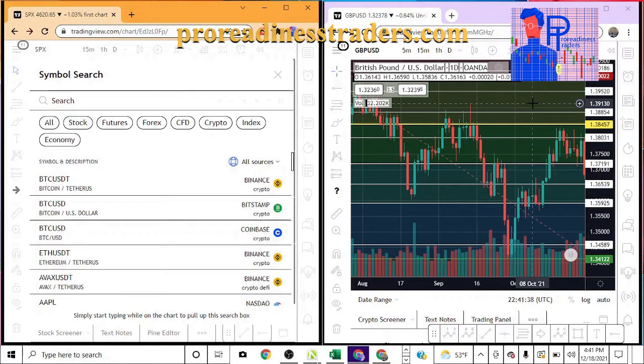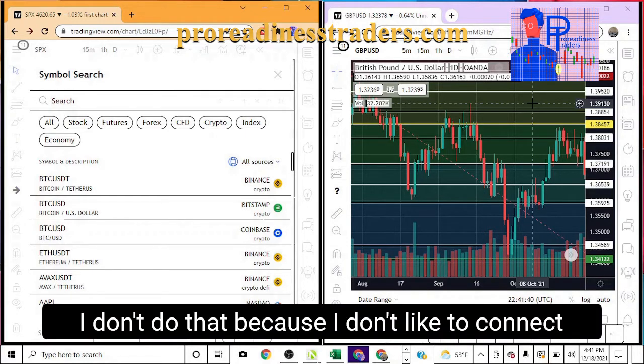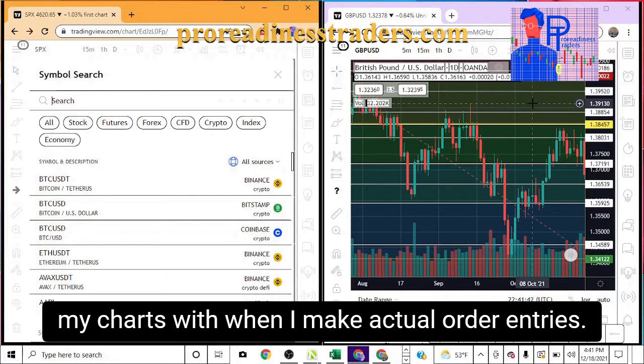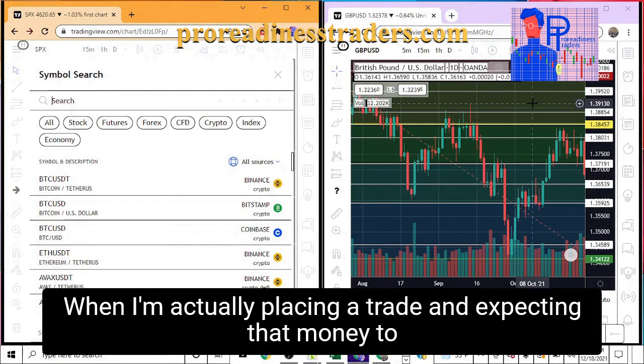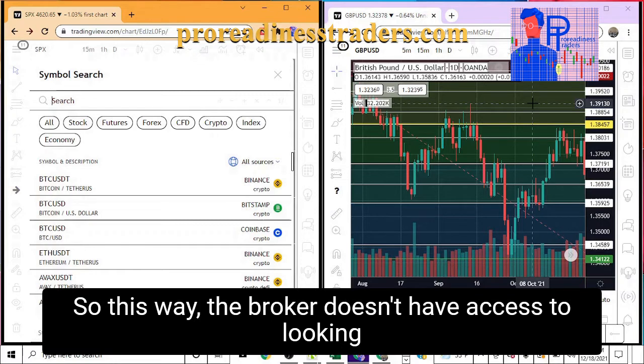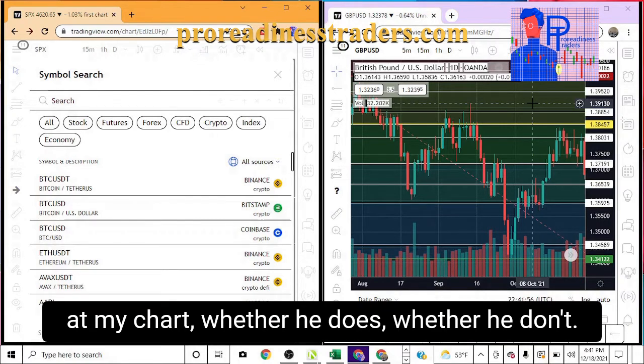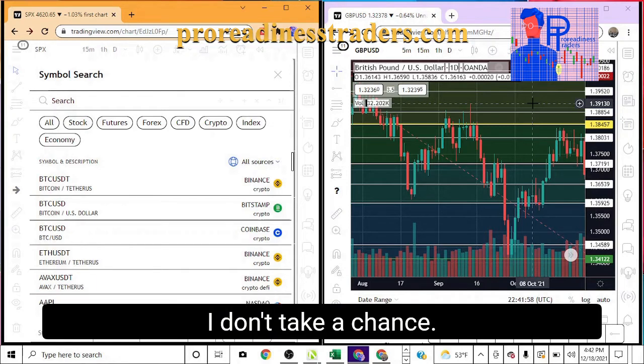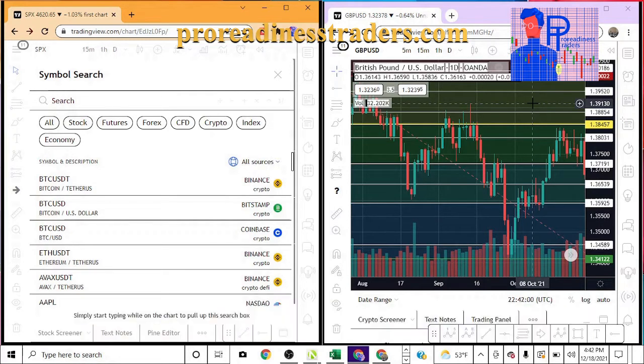I said that I don't do that because I don't like to connect my charts with when I make actual order entries, when I'm actually placing a trade and expecting that money to go to my bank. I like to keep them separate. So this way the broker doesn't have access to looking at my chart. Whether he does, whether he don't, I don't know. I don't take a chance.